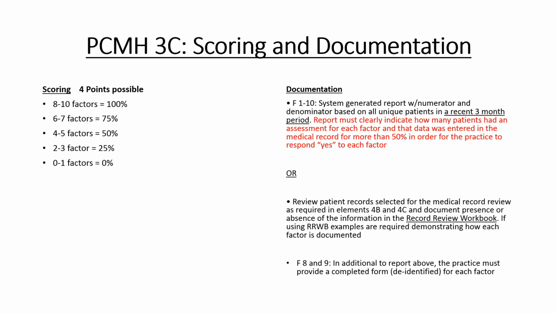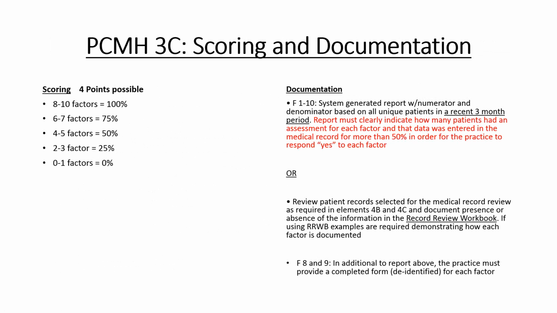The scoring for this gets into one of the workbooks that NCQA provides. So you can see 4 possible points again with 8 factors to reach 100%. And then the documentation, you'll see that there's an option for how this is documented. So for factors 1 through 10, it could be a system-generated report, again, with the numerator and denominator. And the report there clearly indicating how many patients had an assessment for each factor, and that data was entered in the medical record for more than 50% in order for the practice to respond yes to the factor.